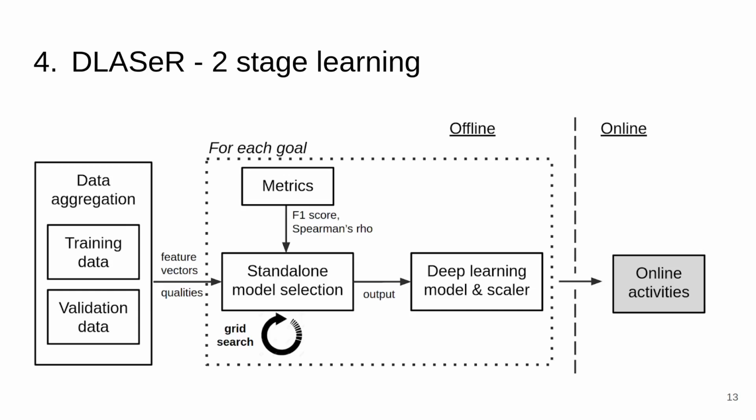In the first stage, which we call the offline stage, we first collect data. This data is split in a training set and a validation set, and the data itself is composed of feature vectors, which is information about the system, and adaptation options and qualities, which are the qualities of the system in which we are interested. For each goal, we will train a deep learning model. Therefore, we apply a grid search process to obtain the hyperparameters of the model and the scaler. This grid search process is guided by the metrics we defined in advance, and the output of this process is a deep learning model and scaler for each goal. Once we have obtained this, we continue to the online stage.